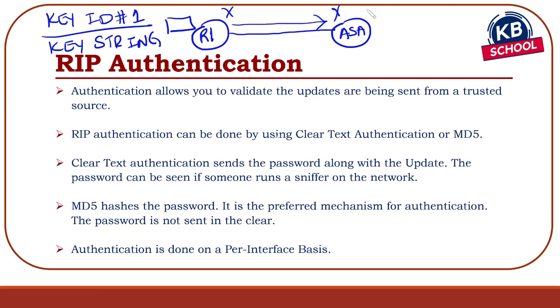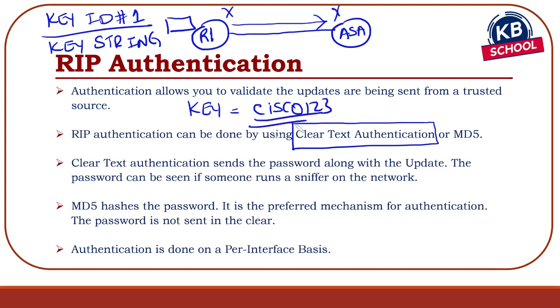All right. Authentication can be done in two different ways. You can do it based on clear text, which is the default. Not recommended, because in this the password, the key, is sent in clear. So if my key was Cisco123 and I was running a sniffer, you could actually see the key. The preferred mechanism is MD5.